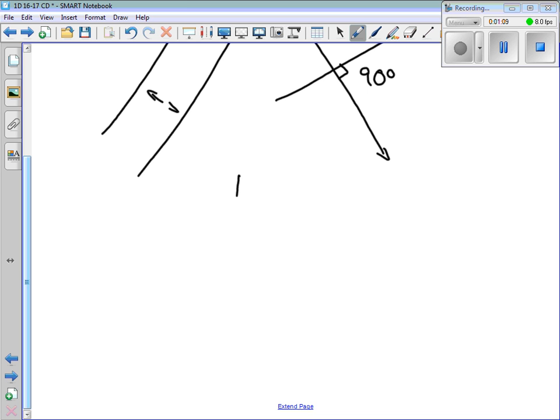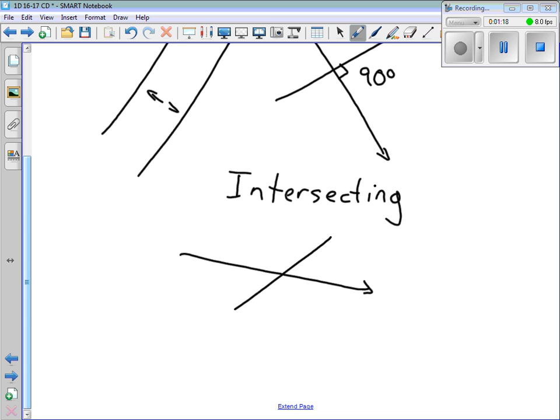Yeah, we can have lines that, as Dante says, are just intersecting lines. Okay? One line comes along like this, the other line comes through it like this. They intersect, but they don't intersect at a 90-degree angle. This might be something like 30 degrees in here. So these are not parallel because they intersect. They're not perpendicular because they don't intersect at a 90-degree angle. They are something else, and we just call them intersecting lines.